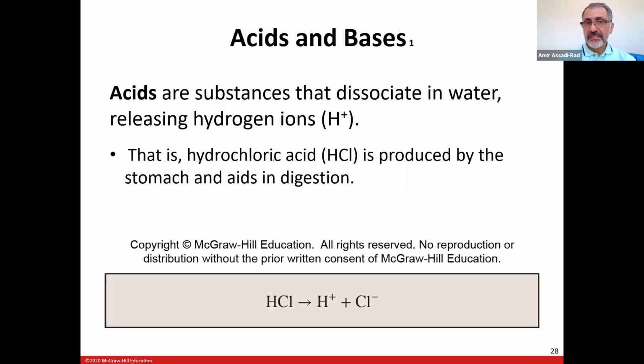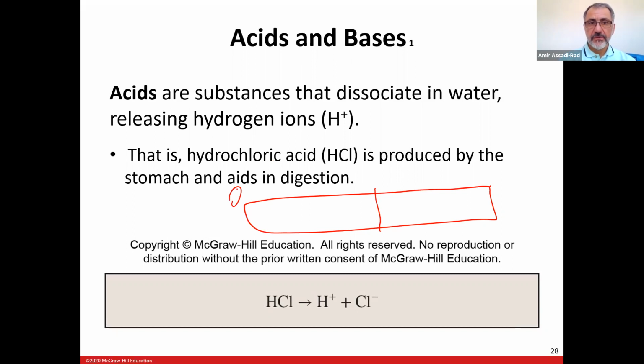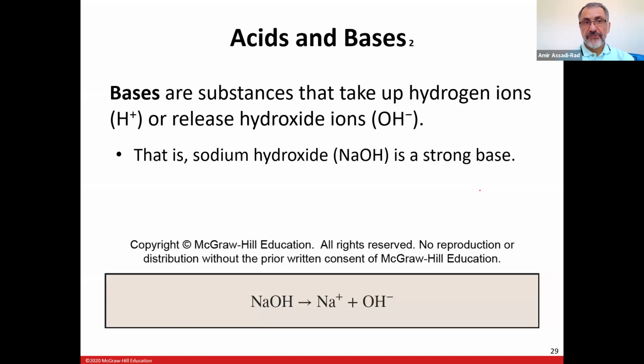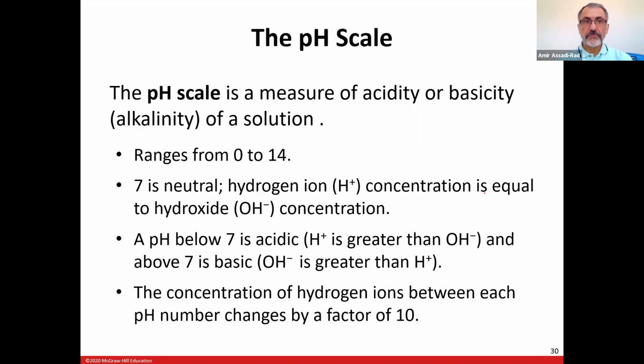There is a scale of 0 to 14. 0 to 7 is acid, and 7 to 14 is a base. We'll talk about pH, small p, capital H. It stands for percent hydrogen. If you have a base, the pH is between 7 and 14. The pH scale measures acidity and alkalinity, and 7 is neutral.